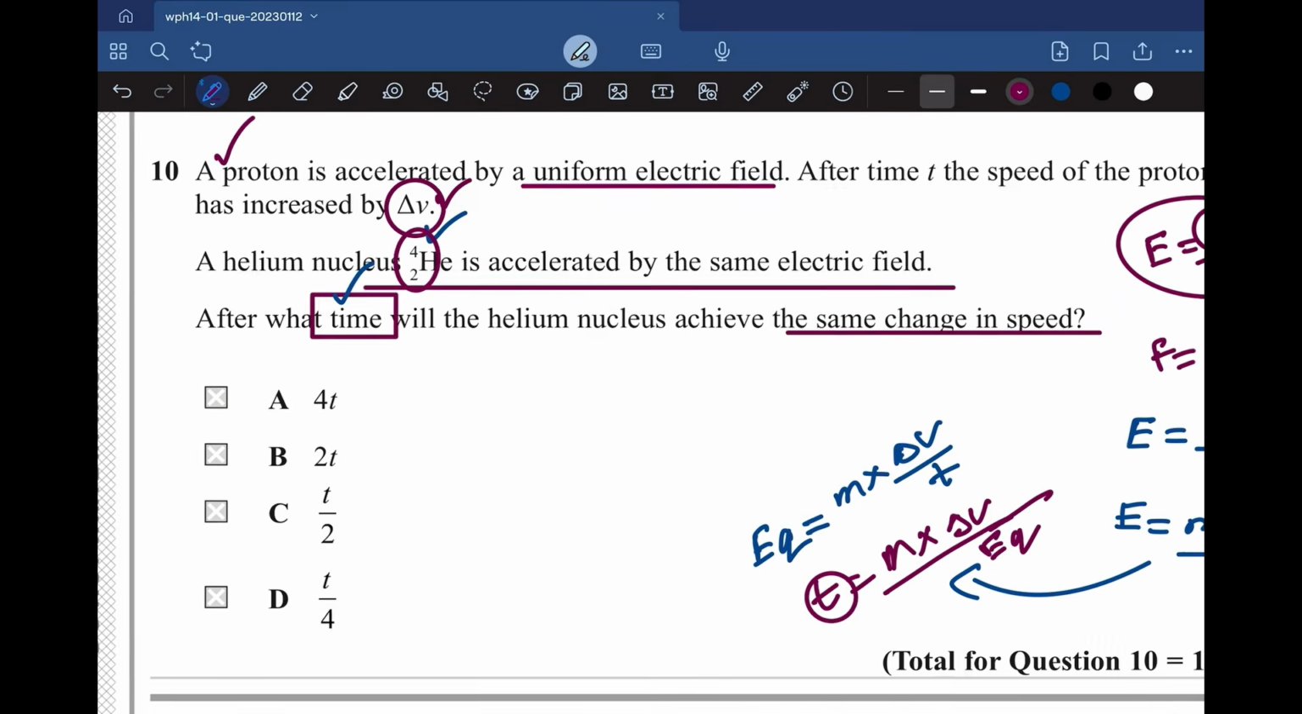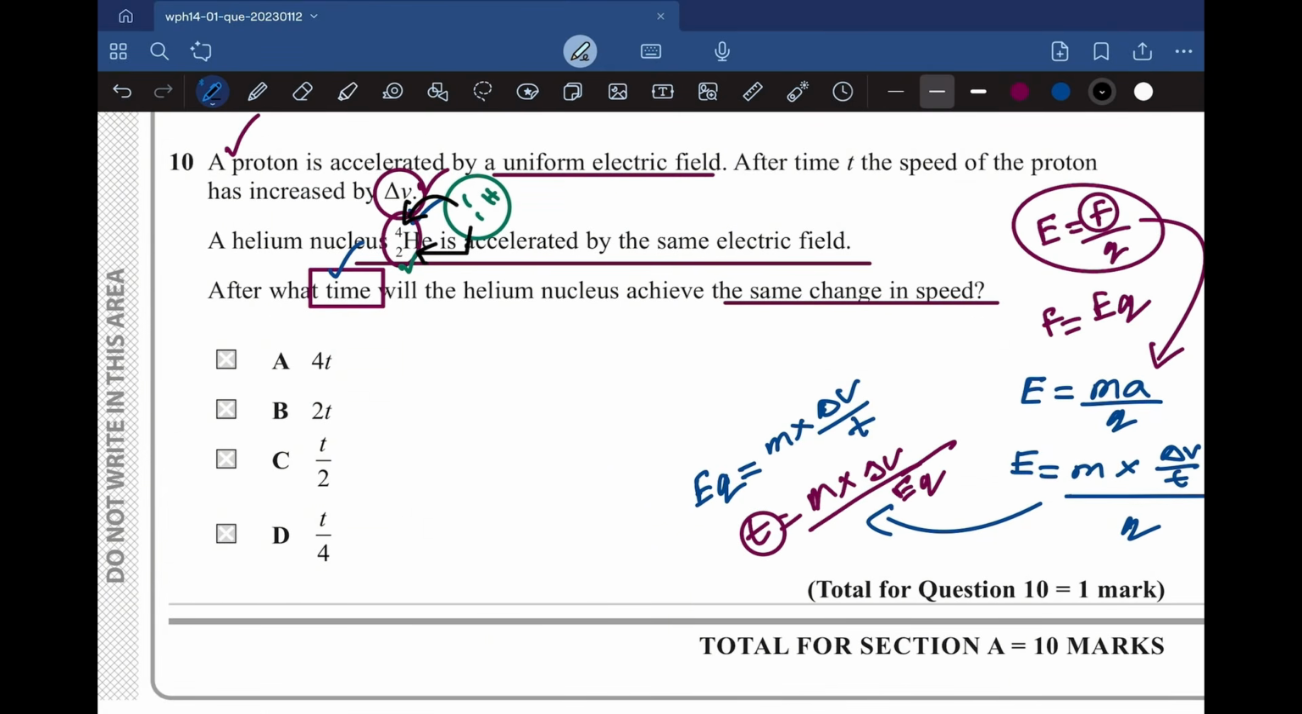Let's write the configuration of the proton right here. We know the configuration of the proton looks like this, 1 1, and this is the configuration of helium. We can see that helium has 4 times greater mass and 2 times greater charge. So now let's derive this. The new t is equal to mass, which will be 4 times, so 4 m del v, divided by 2q into E. We can write it down like this as well, 2Eq, where this 2 is for this q.